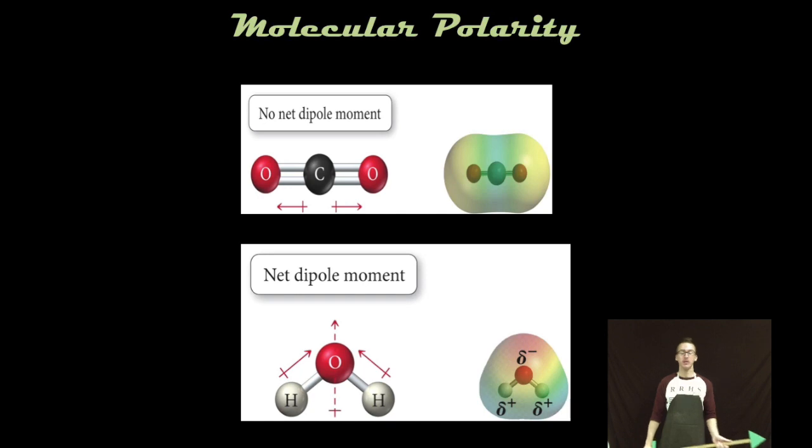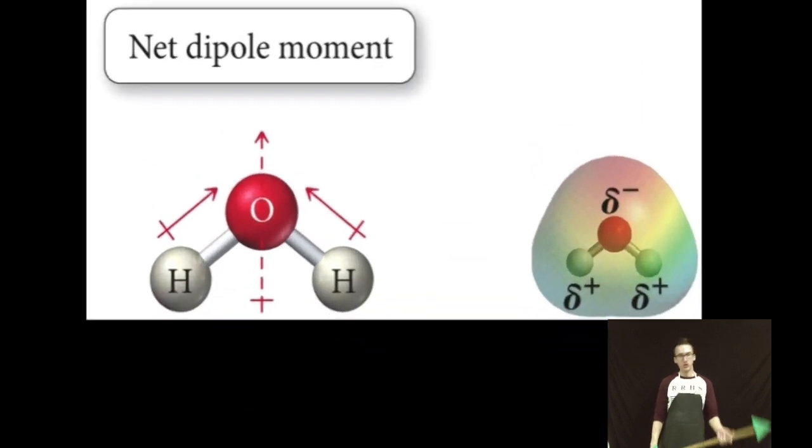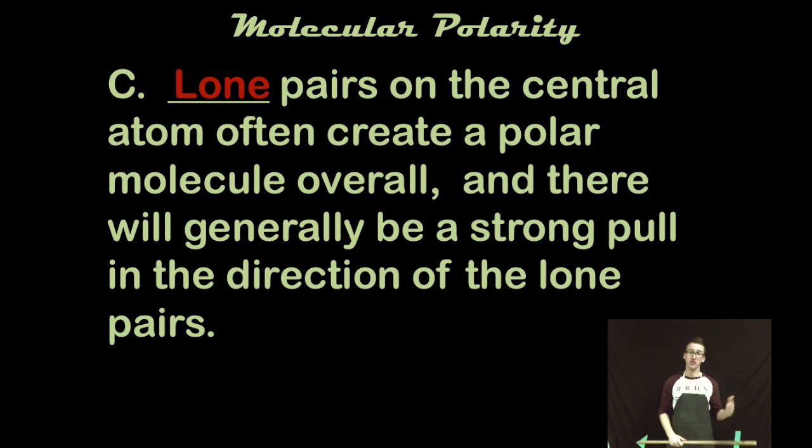Recognize, though, in a molecule of water, we have not only polar bonds, but due to the asymmetrical orientation of the molecule, there is going to be a net dipole overall. And notice in your image that net overall dipole is oriented so that the negative end is up near the oxygen, the positive end is down near the hydrogen. Now, generally, it's lone pairs on the central atom that will create a polar molecule overall, and there will generally be a strong pull in the direction of the lone pairs.